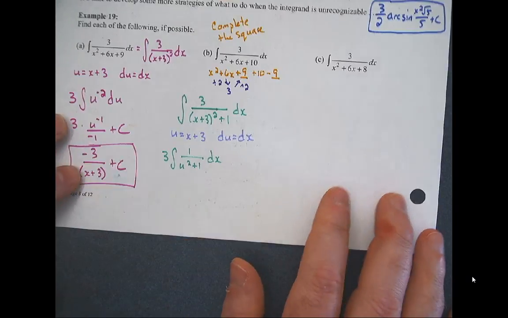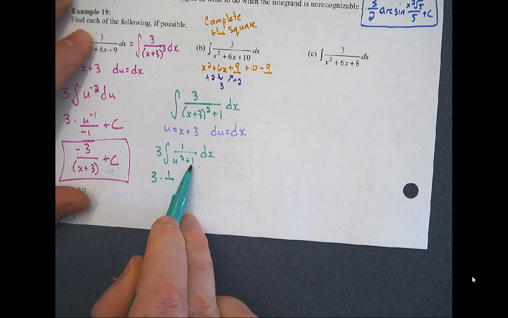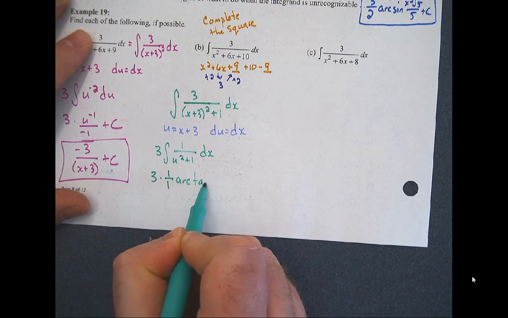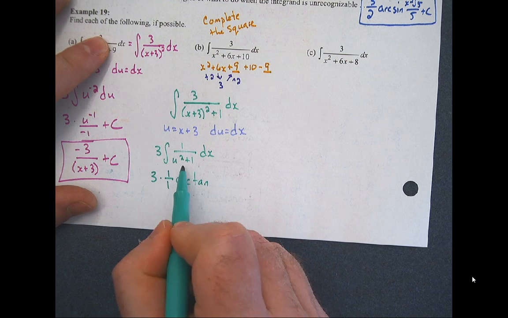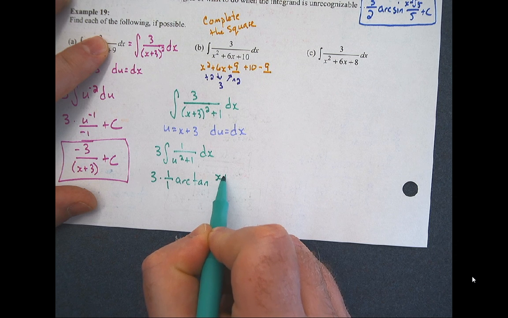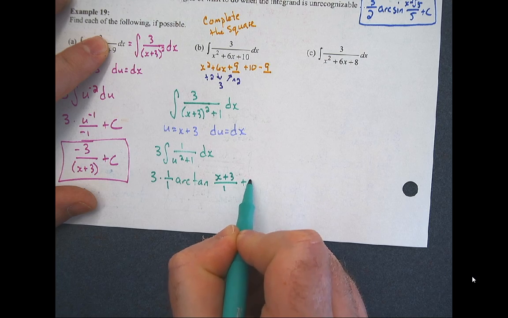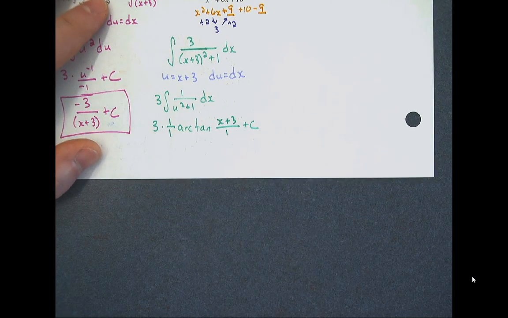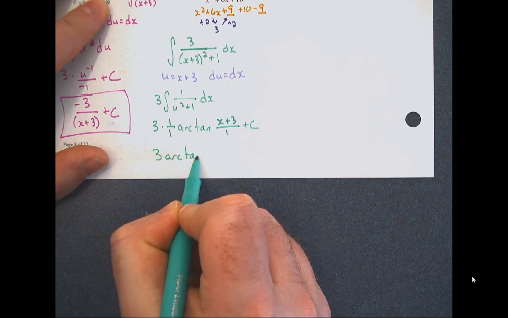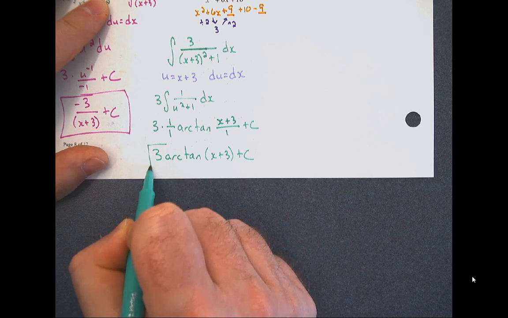All right, so our constant out front is 3 times 1 over a. A is what's getting squared to make this, so that's 1. Arctangent of u, well, let's go back up here. We defined u as x plus 3 over a, which was 1. Don't forget your constant. So if we were to clean this up, this would be 3 arctangent of x plus 3 plus c.